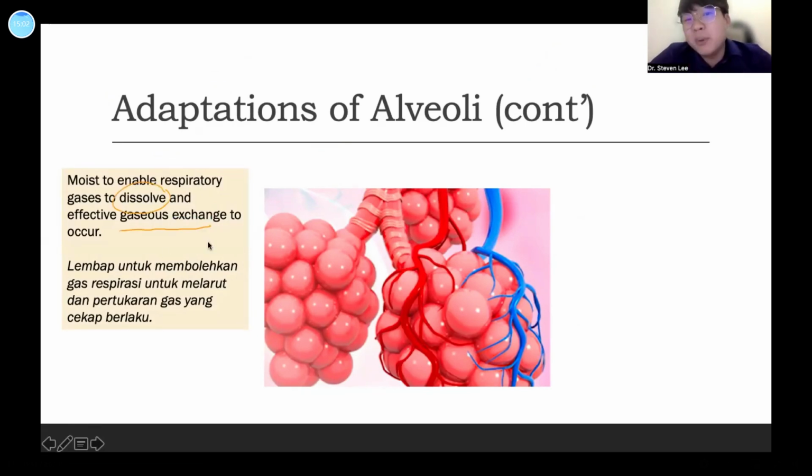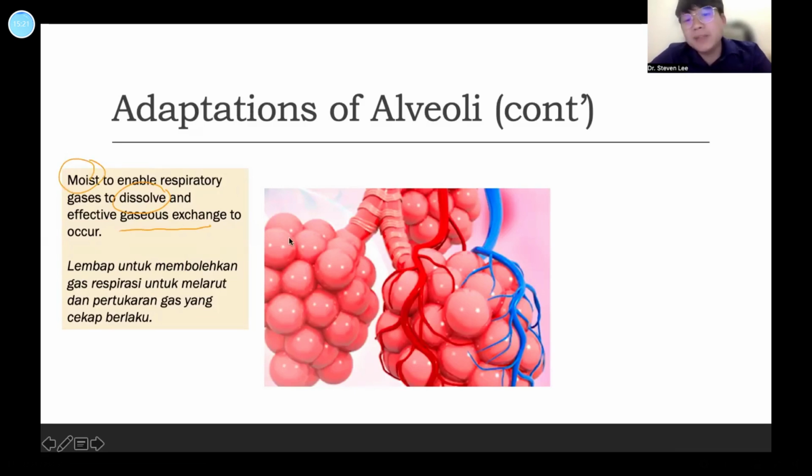Now, this is something very, very important because a lot of students don't know. I'm surprised that they don't know. Actually, your oxygen and carbon dioxide, when they get into your body, they are not transported in gaseous form. Do you think that your oxygen in the body is all gases? If it is, then you'll be very light and you'll be able to float. Actually, they are dissolved already. They are in aqueous form. Dia sudah melarut dalam air. So this is something that's very important as well. It's moist to enable respiratory gases to dissolve and effective gaseous exchange to occur.